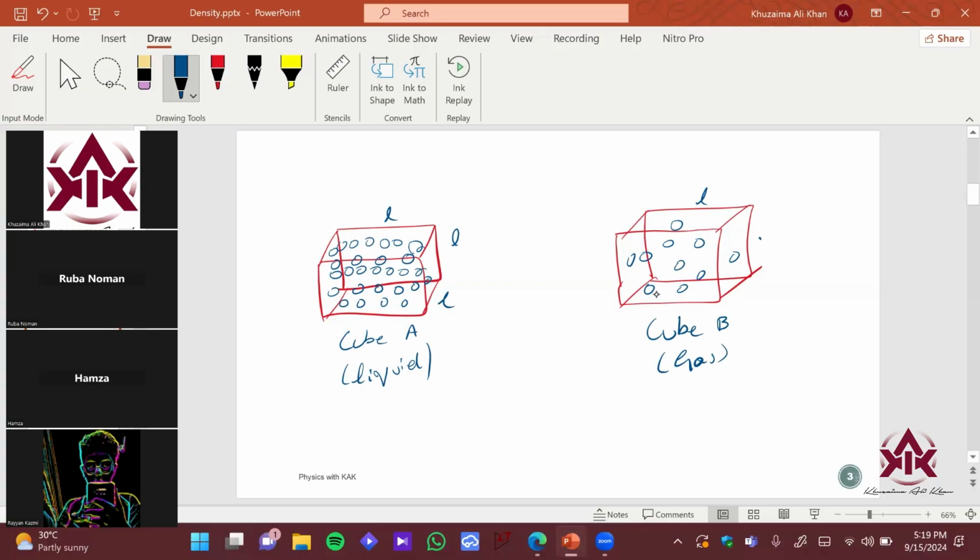Similarly, it's a cube, right? So can you just judge these two cubes over here and tell me which density is greater? Which cube's density will be greater, and why? Think about the formula. The formula says density equals mass per unit volume.